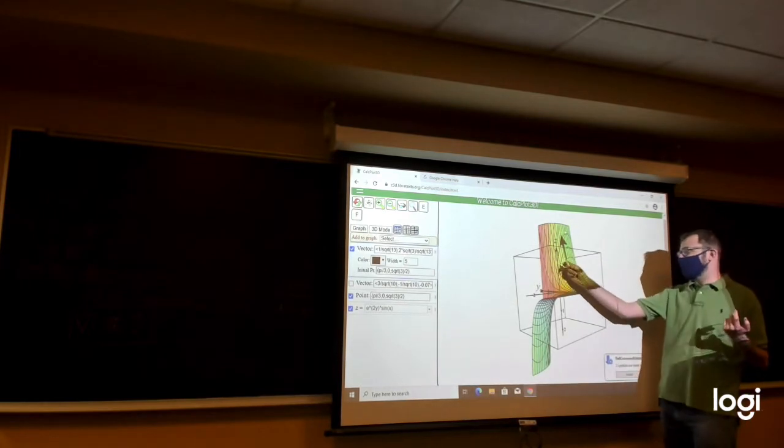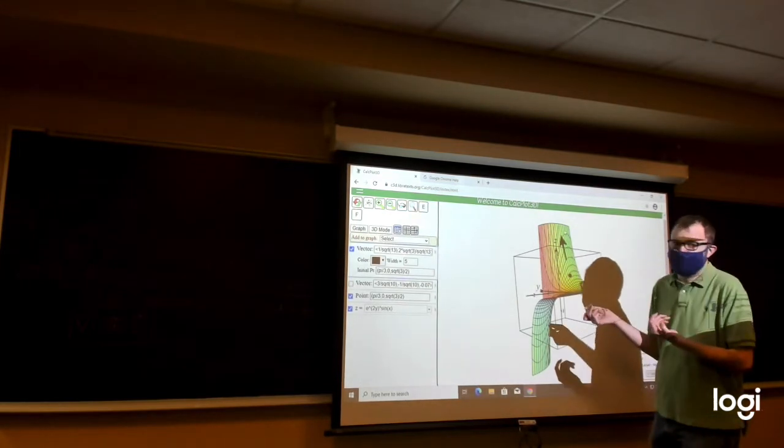Dr. Gerstle, the arrow doesn't start, it starts at that point. It's just clipping through the graph a little bit.